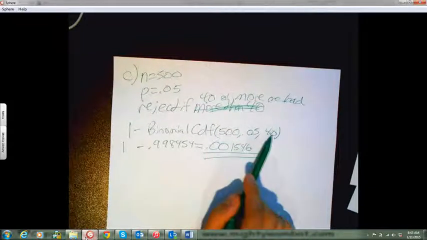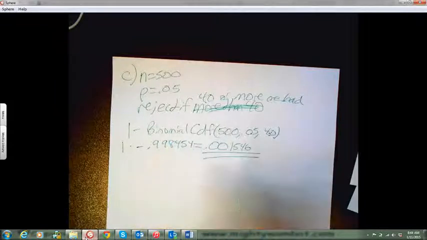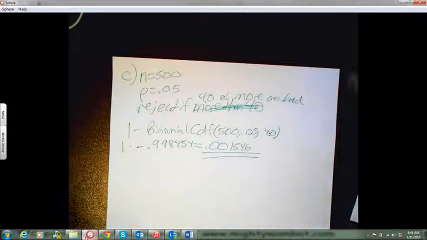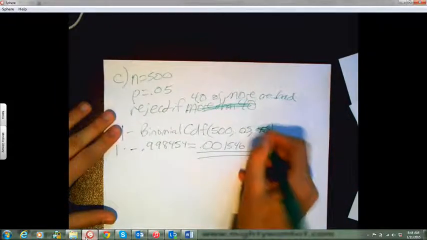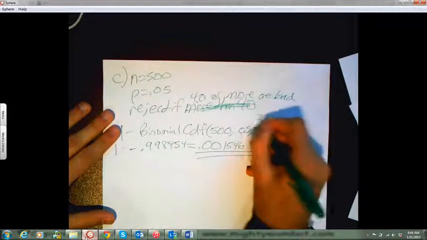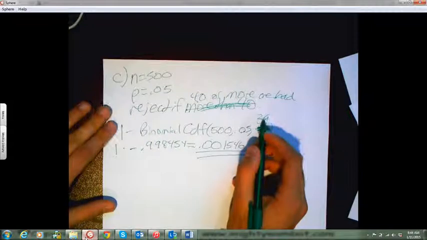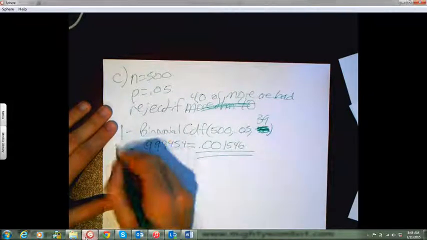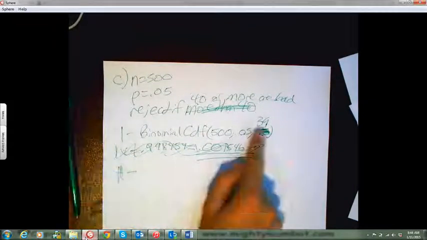However, slight mistake here. Notice the mistake I made. This should be 39, not 40, because we said 40 or more. So please note this is a mistake I made. This should be 39, not 40. So redo this one. Look, a classic mistake. I wasn't thinking. This should be 39 because we want 40 or more, so this should only go up to 39. So redo the calculations.